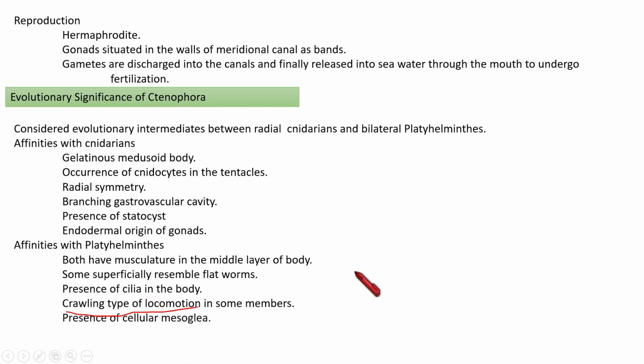And in this way, we have thoroughly learned about the phylum Ctenophora, its general characters, its one example Pleurobrachia, and its evolutionary significance. So by this, I'm going to wind up this section.